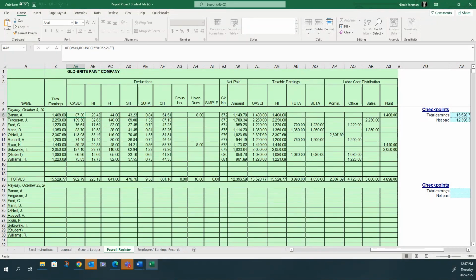The next deduction column is for union dues, and the book tells us that Bono and Ryan are union members and that $8 should be deducted each payday. The company will begin offering SIMPLE on November 20th. Be sure to consider that these contributions are excluded from income for federal income tax purposes. Also note that you will not be required to account for the employer match. The accounts payable department will process these payments.